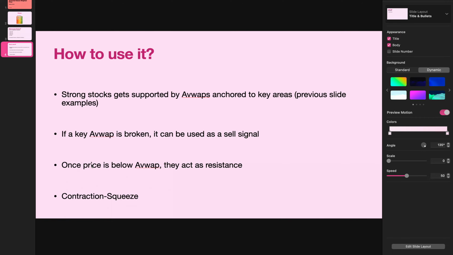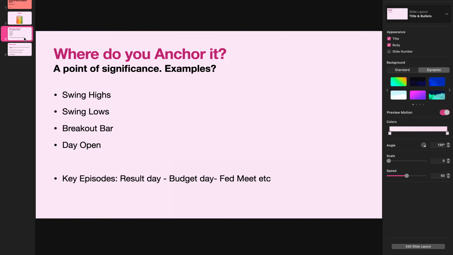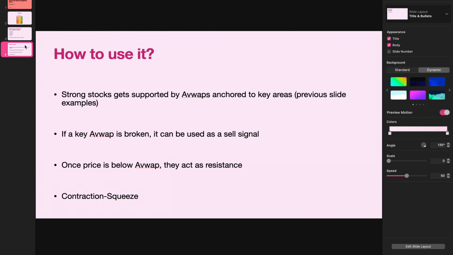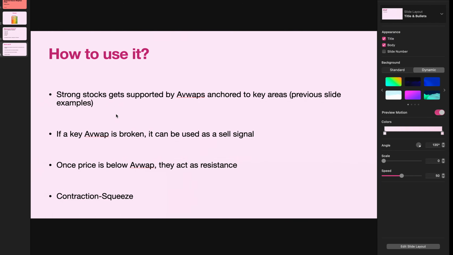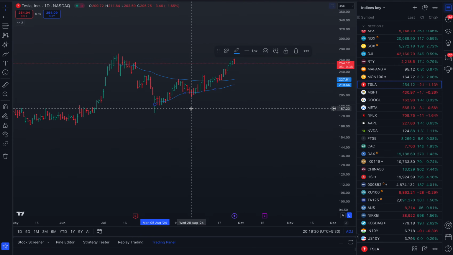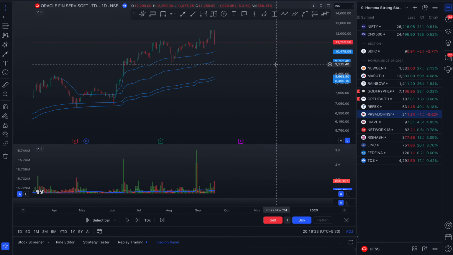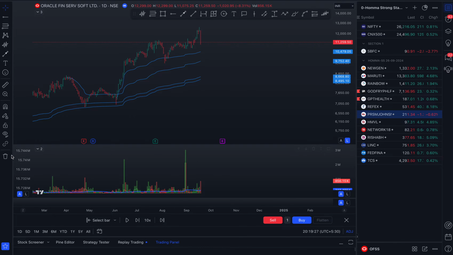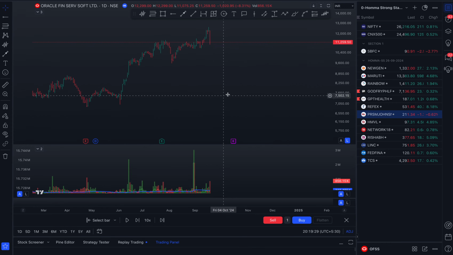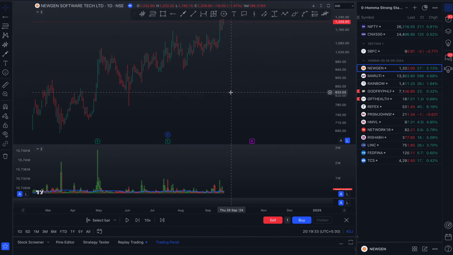Okay, so more examples of whatever I have right now spoken. All of these can be very nicely looked at on an intraday chart. So I'll quickly go through a couple of names, especially the ones which we traded today. That will give better examples. So let's say Newgen was a good one today.